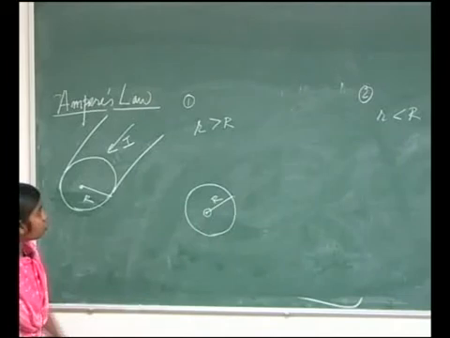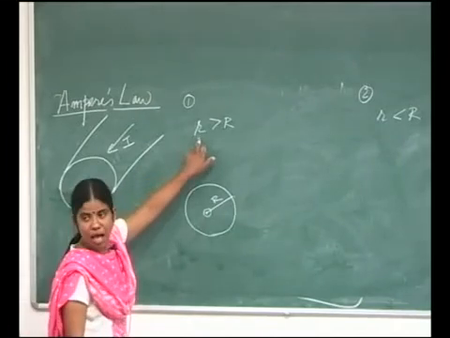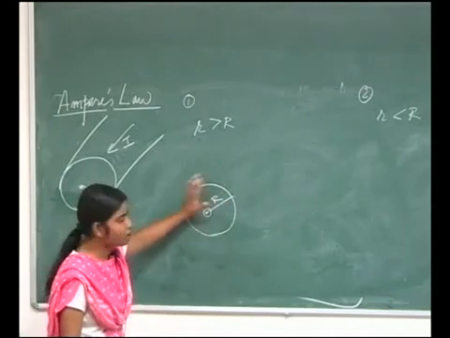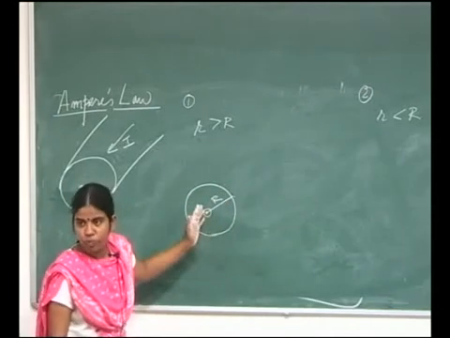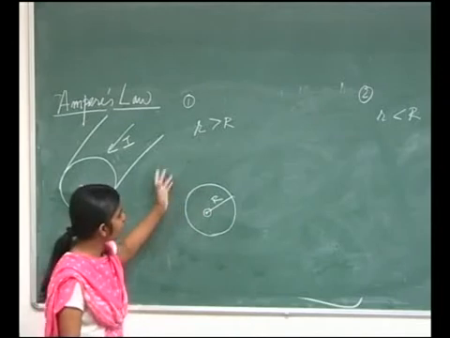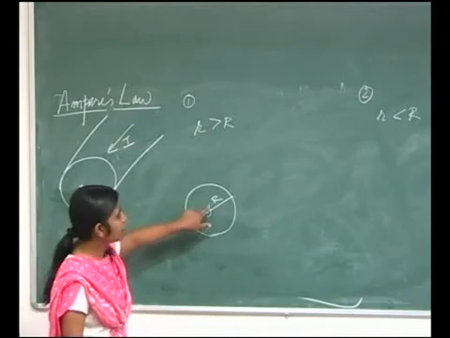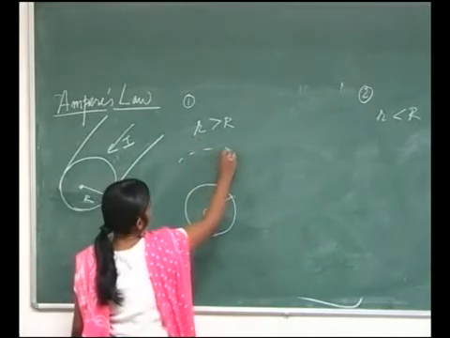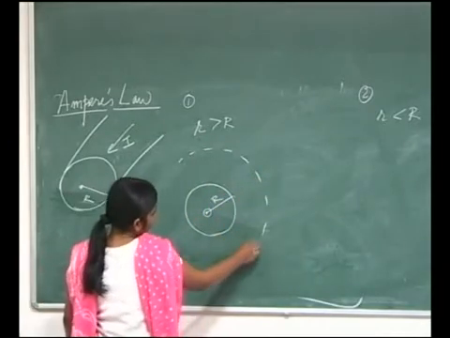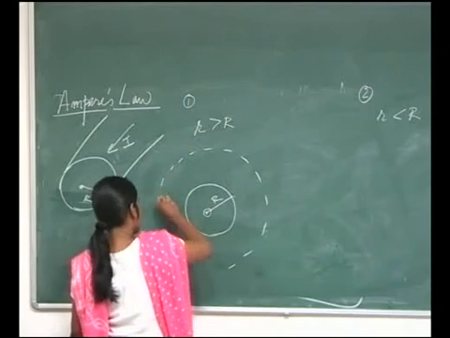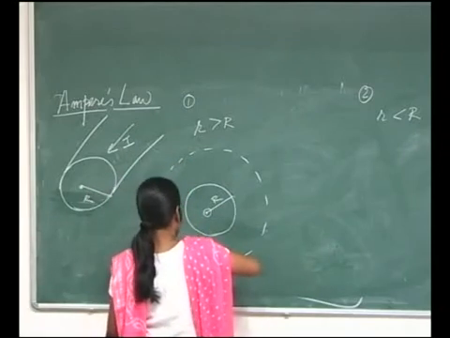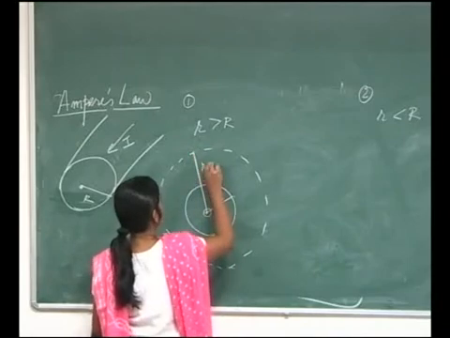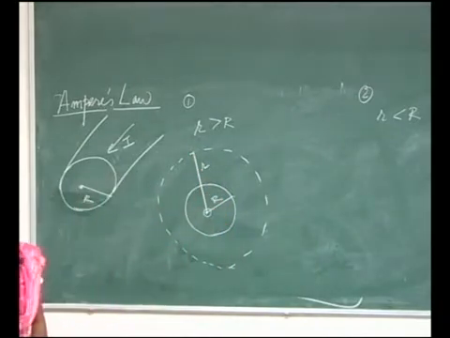Now I have two cases. Take some arbitrary r which is greater than R. It means the surface area enclosed by the loop should be greater than the cross section of this wire. So I draw a bigger circle. So now this is r.